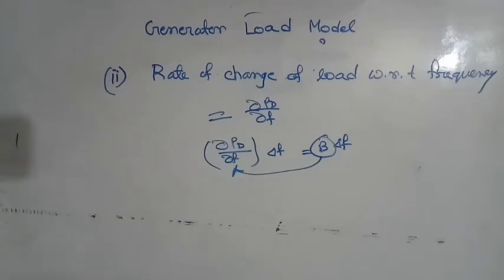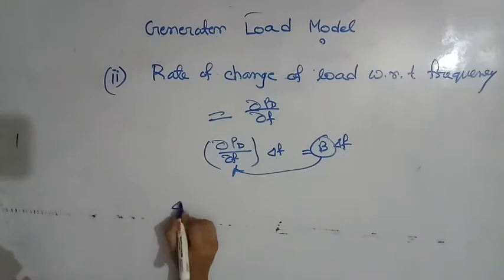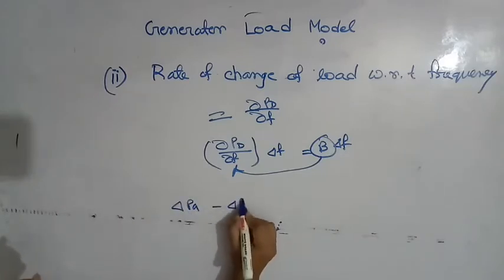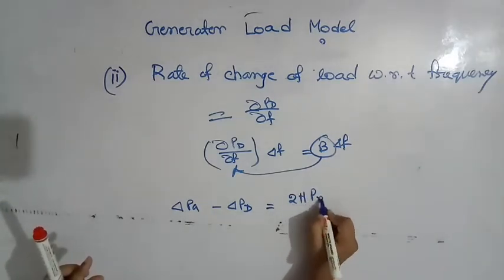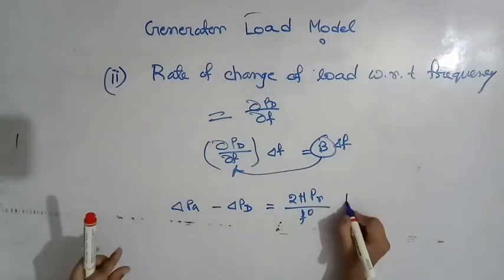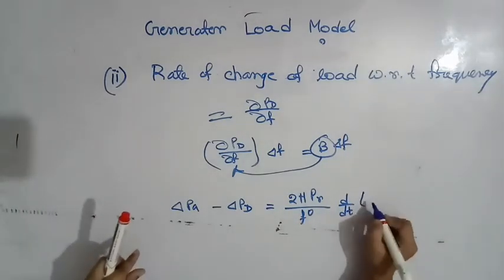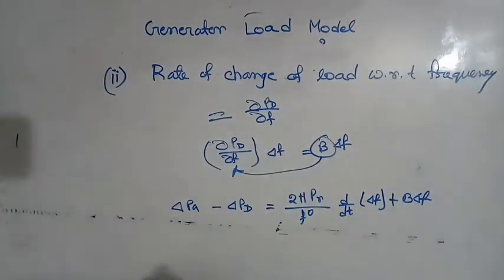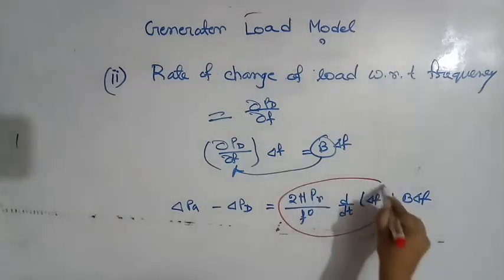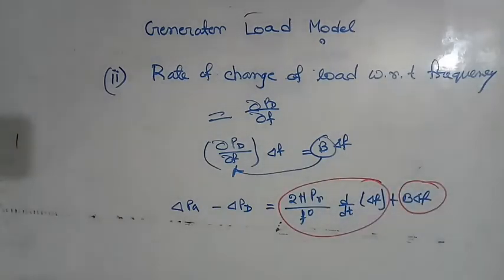Now writing the power balance equation, that means delta PG minus delta PD is equal to 2H PR by F0 d/dt of delta F plus B into delta F. Now this portion is due to change in kinetic energy and this portion is due to rate of change in frequency. Now dividing this equation by PR, we get the per unit value.